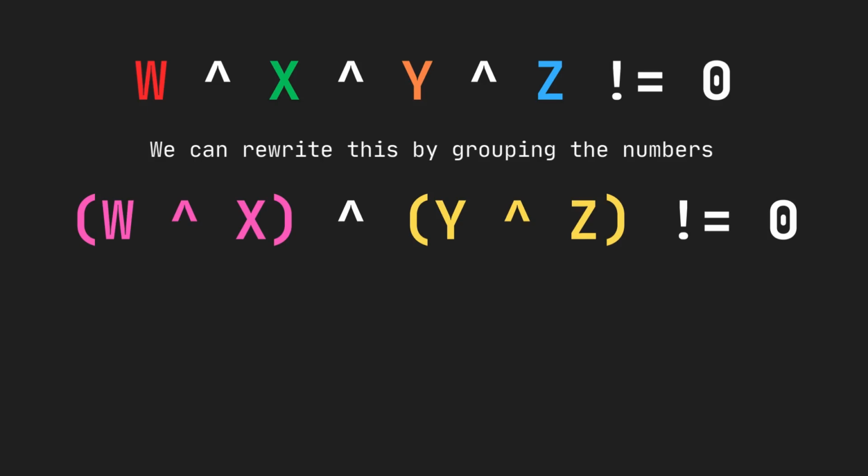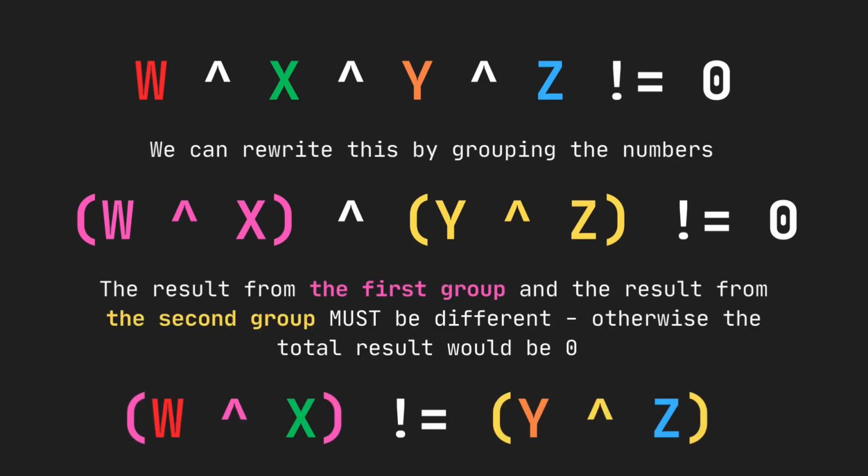Let's separate them into 2 groups. Given our understanding of XOR, we should understand that the first group cannot be the same number as the second group. If they are the same, we would get 0, and that's a problem. The first group, W XOR X, cannot equal Y XOR Z. That's another way of thinking about it, so hopefully that'll make things a little bit easier to understand moving forward.